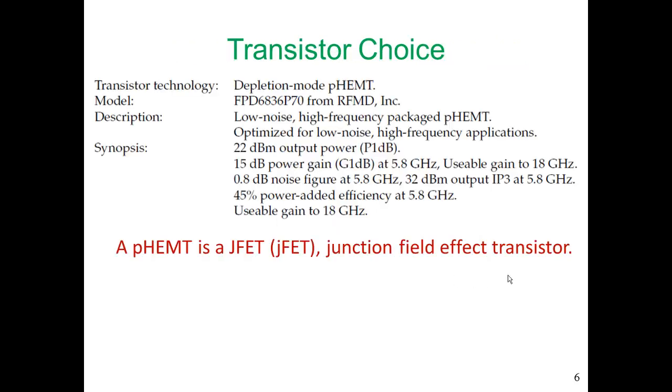Well, the very first stage is to make a decision on the transistor we're going to use. Manufacturers provide a lot of useful information. What is shown on this slide is the brief summary information that a manufacturer provides for their transistor. When a transistor vendor is developing a new type of transistor, they're targeting a particular market. In this case, they were targeting a 5.8 gigahertz market.